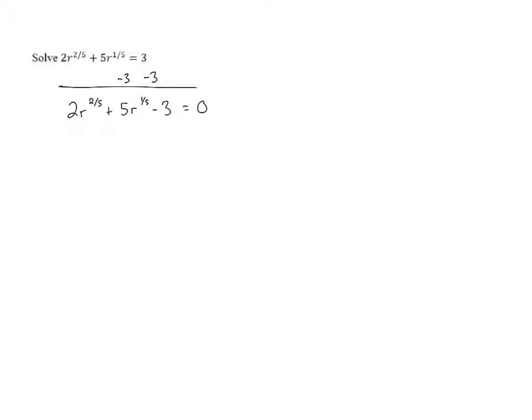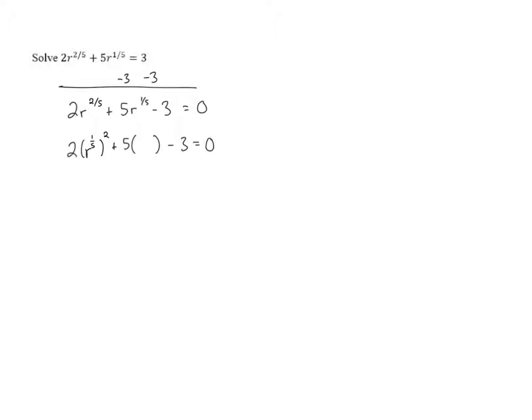And now we want to get this in quadratic form. So we want to write this as 2 times something squared plus 5 times something minus 3 equals 0. And so we need to ask ourselves, what quantity can we square to end up with r to the 2/5? And that quantity is r to the 1/5. Again, when we have an exponent on top of an exponent, we know that those exponents multiply, and 1/5 times 2 gives us 2/5.